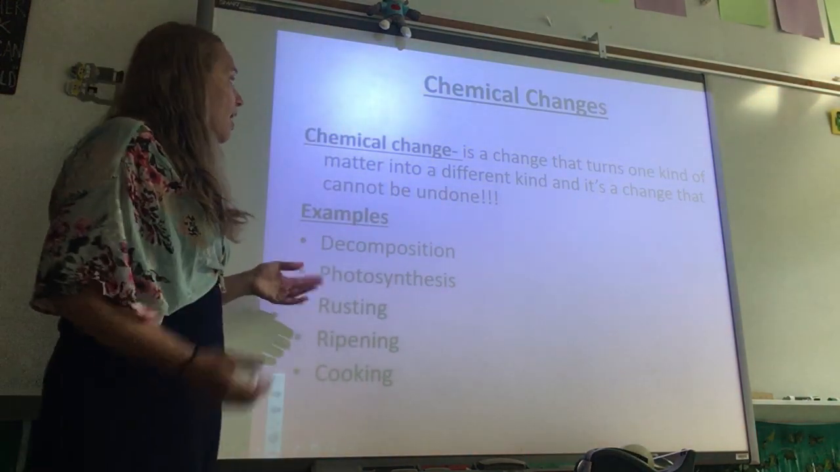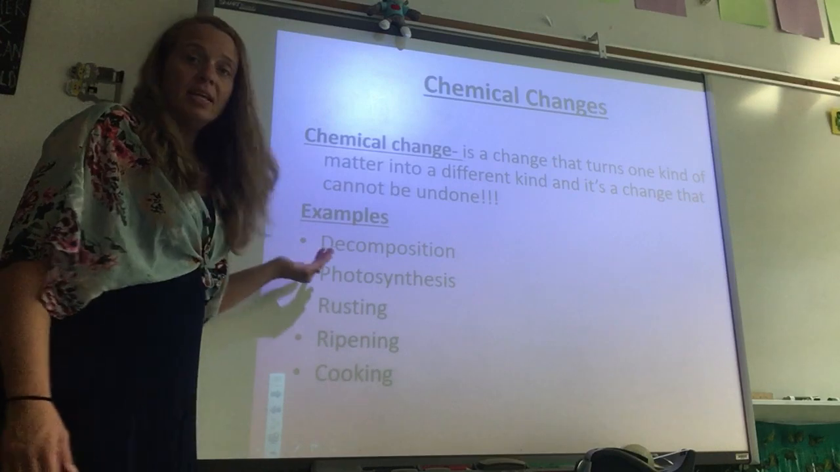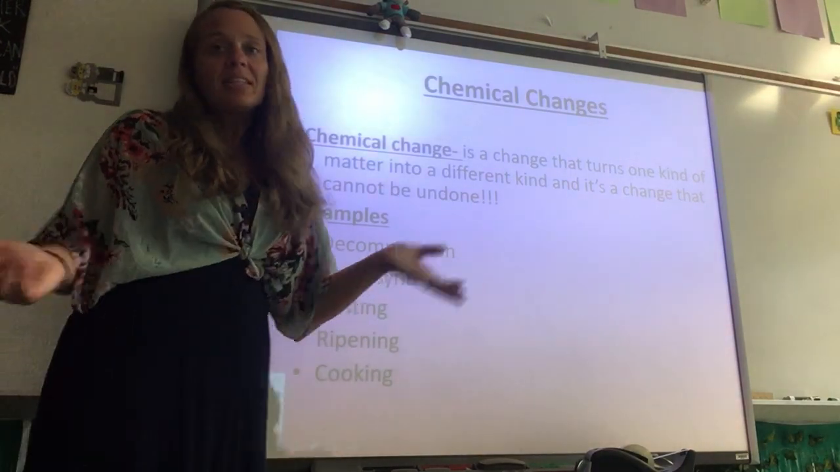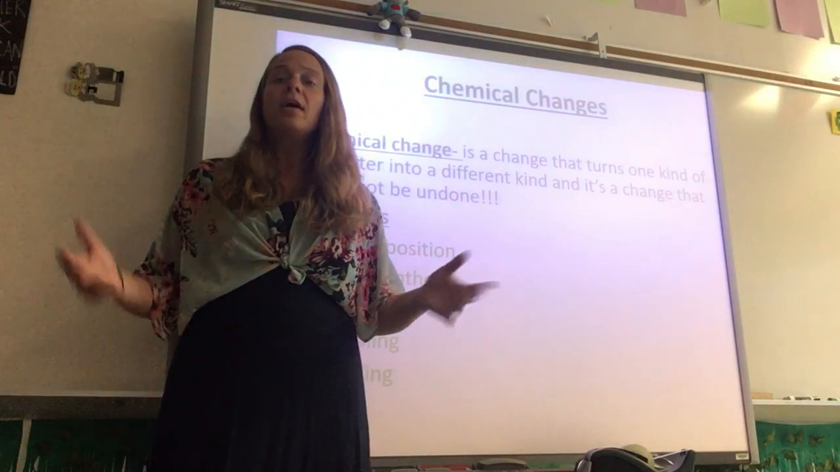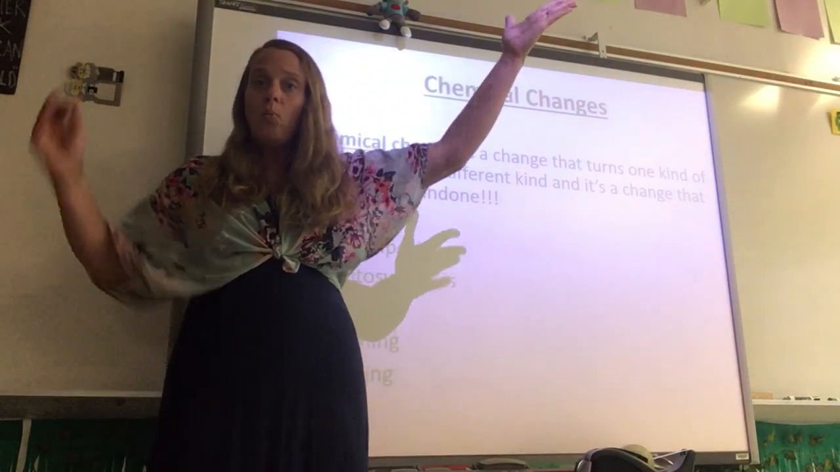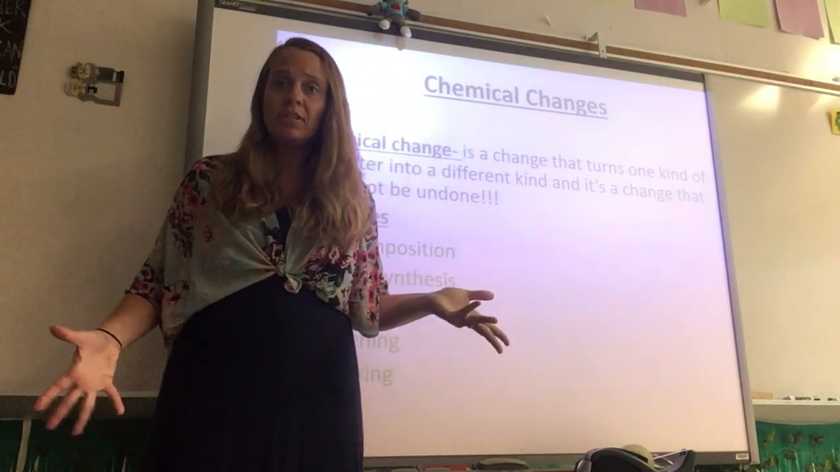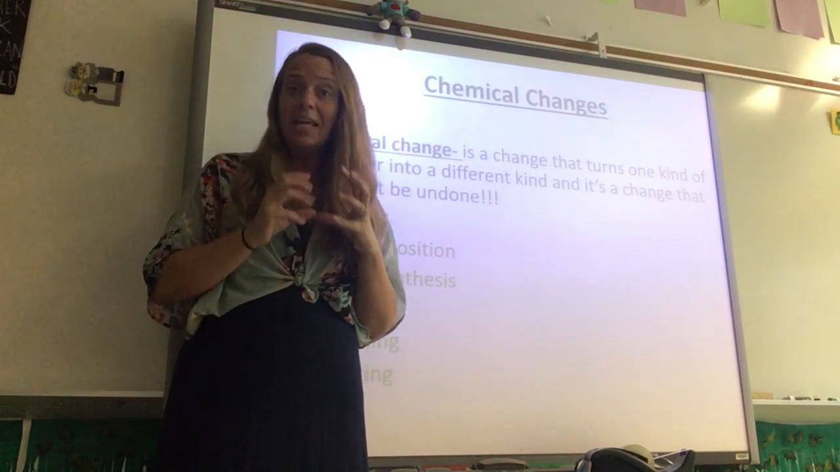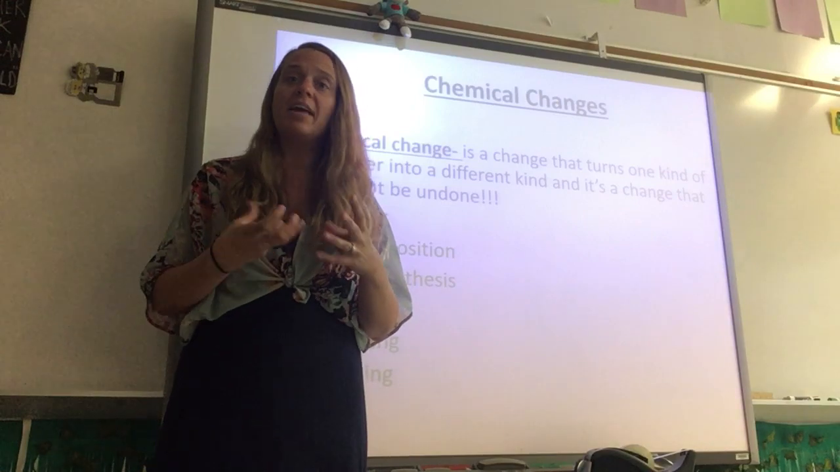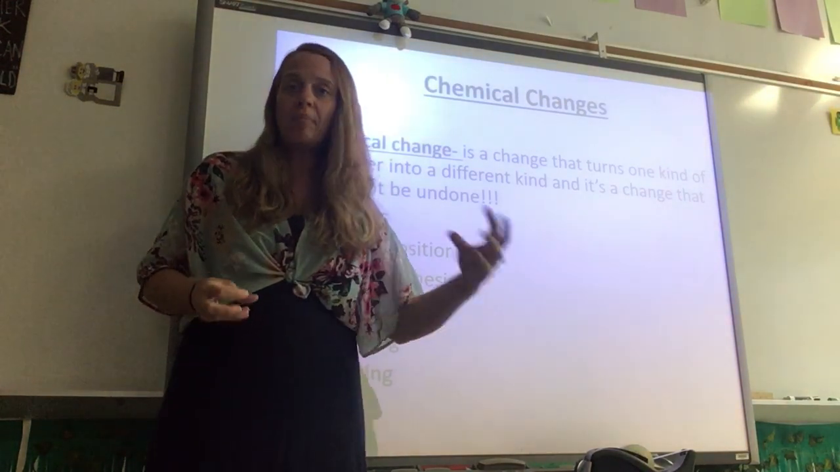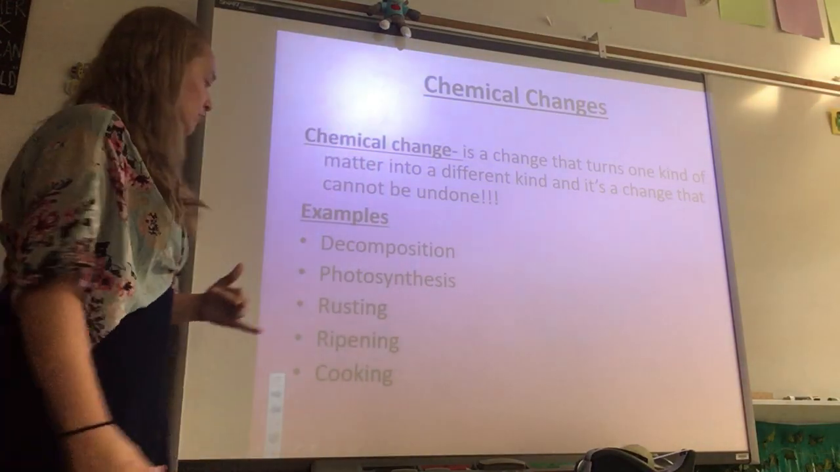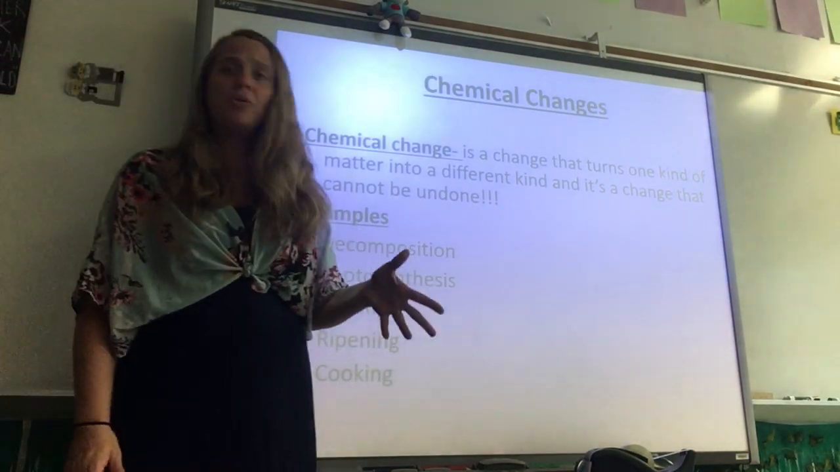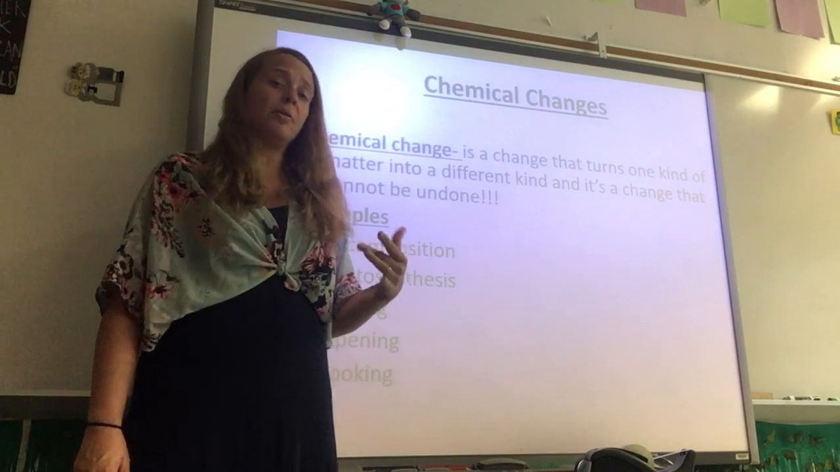So some examples of a chemical change: decomposition, photosynthesis. Photosynthesis is how plants get their food. They use energy from the sun, water, carbon dioxide, and nutrients from the soil, and once they have those things together, it makes the sugars, it makes the food, makes energy for them. So that wasn't there before. So that is an example of a chemical change. Rusting, ripening. Usually when you cook, it's going to be a chemical change.